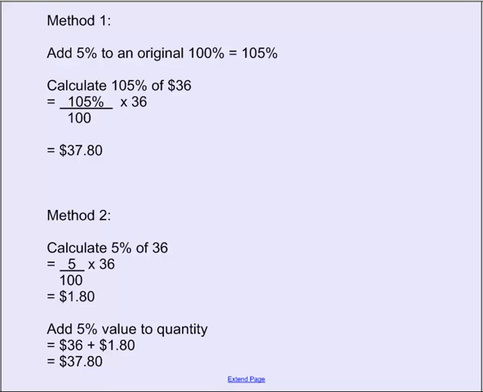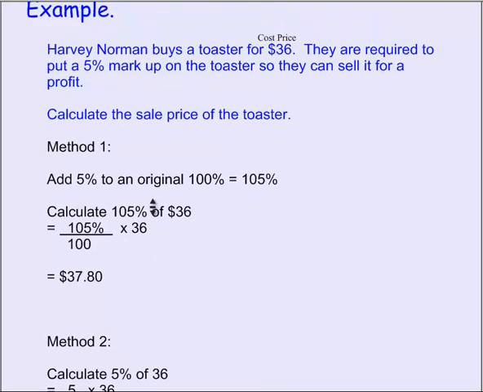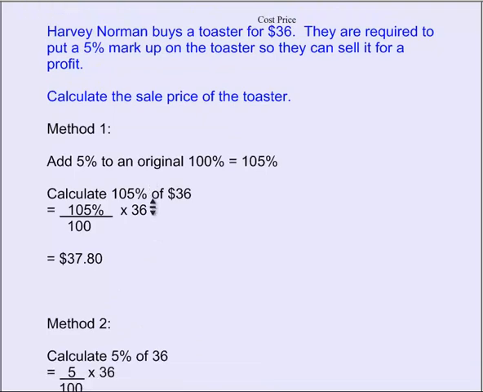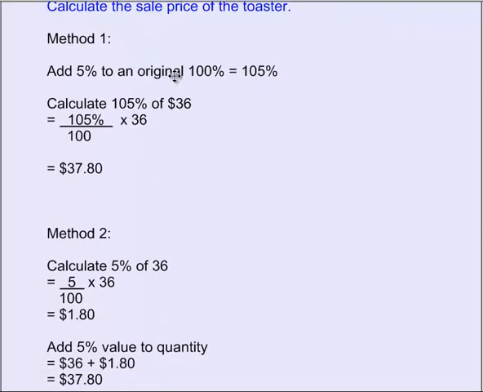Okay, so that's our first example, and that was an increase. So we obviously added percentages on, so we needed to add 5% to the original, or we added the $1.80, which is the 5% value on. If we had a percentage decrease question, we would be taking the 5% away, or we would be working out 5% of it and then taking it away from the original value. So not much changes when we've got a percentage decrease. We just change adding to taking away.